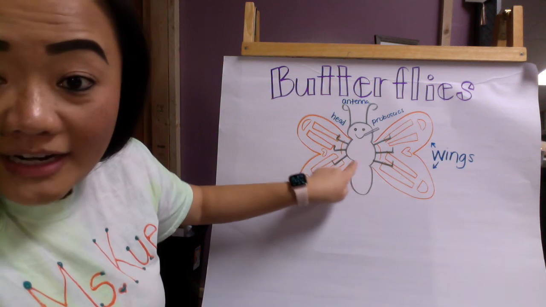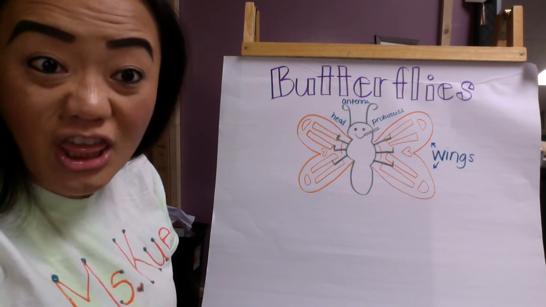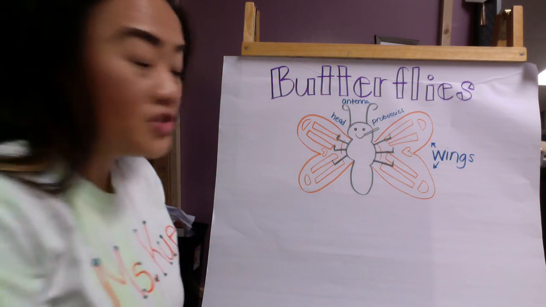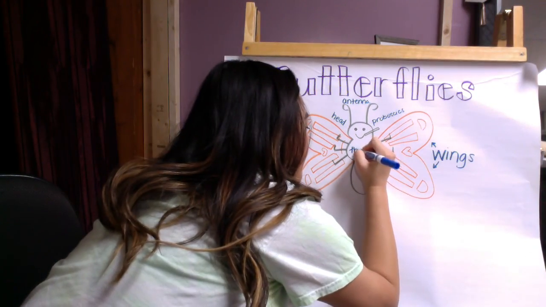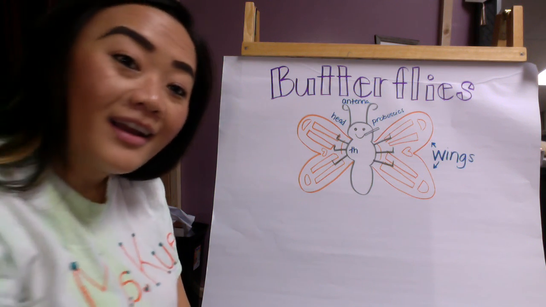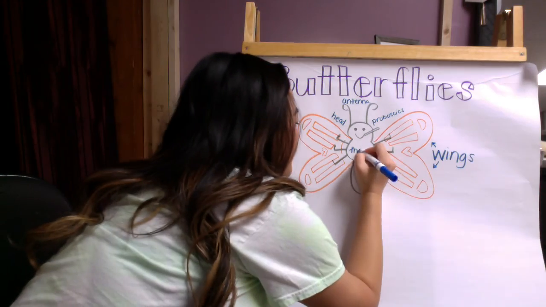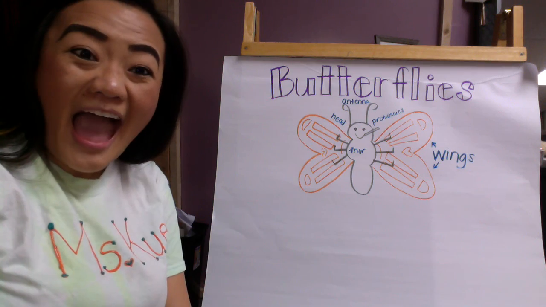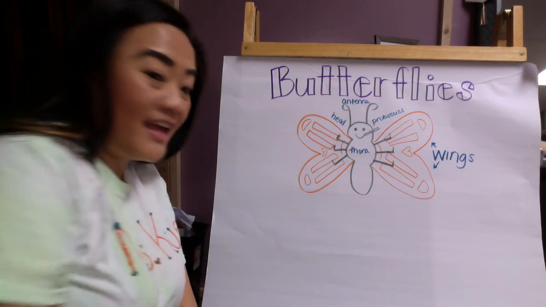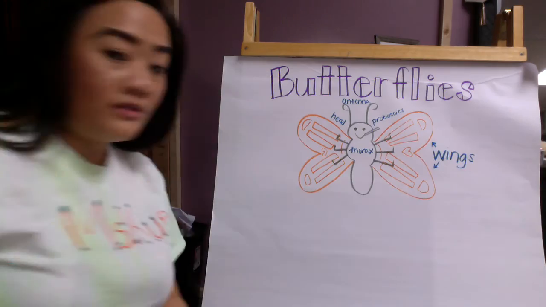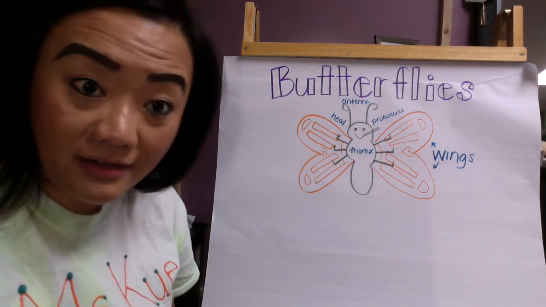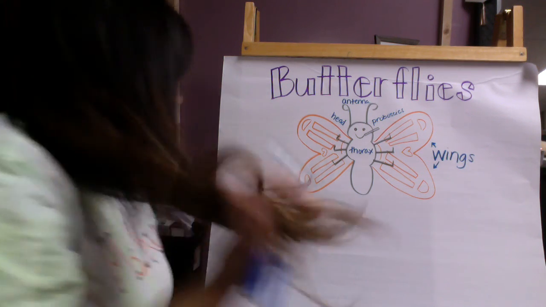Next, they have this part of their body right here. That's called the thorax. Can you say thorax? What does thorax start with? T-H. And then we learned about or. What two letters say or? O-R. Thorax. X at the end. Okay? So that middle part of their body is called the thorax. And then down here, this part of their body is called the abdomen. Can you say abdomen? Good.